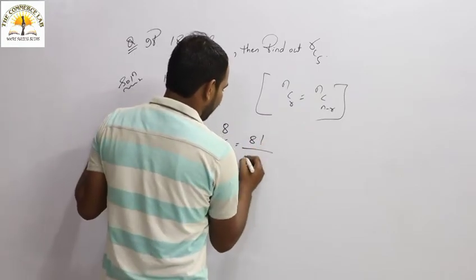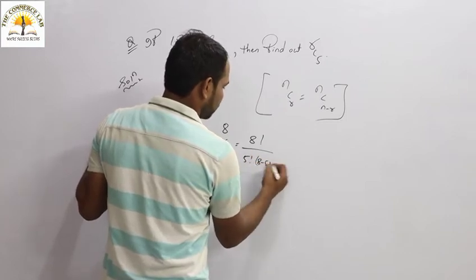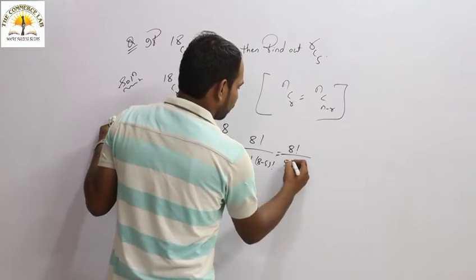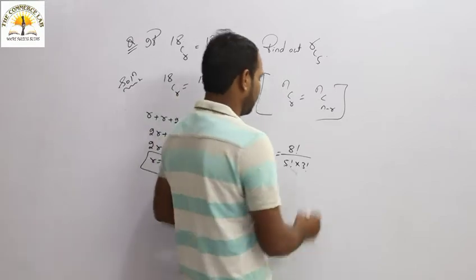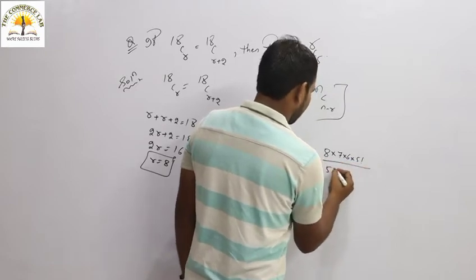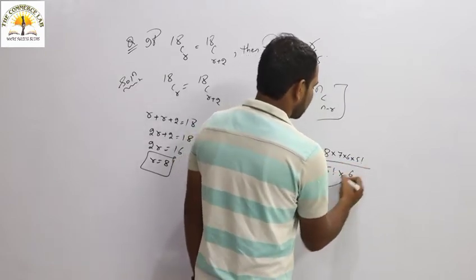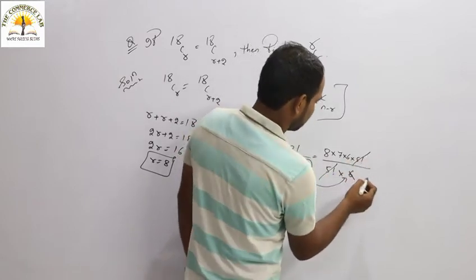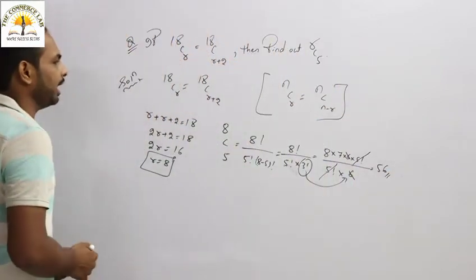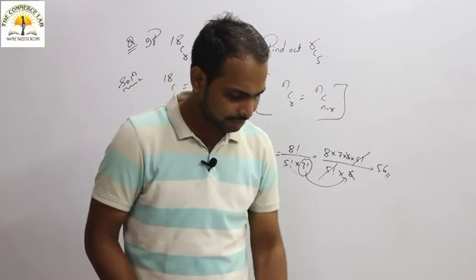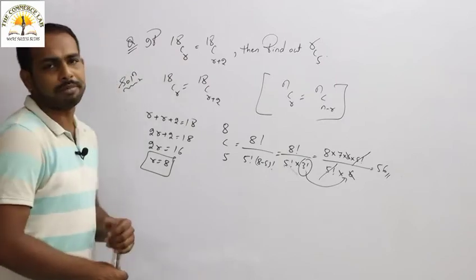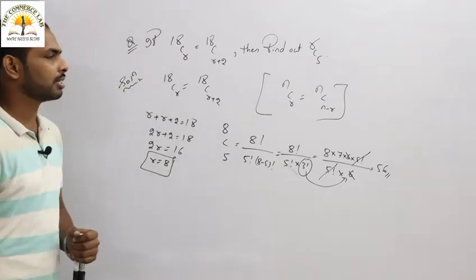So 8C5. So 8 factorial by 5 factorial into (8 minus 5) factorial. So 8 factorial by 5 factorial into 3 factorial. That is 8 into 7 into 6 into 5 factorial by 5 factorial multiplied by 3 factorial, which is 6. So 5 factorial gets cancelled, 6 cancels, so 8 into 7 is 56. Then come for how to solve the problems of combinations.